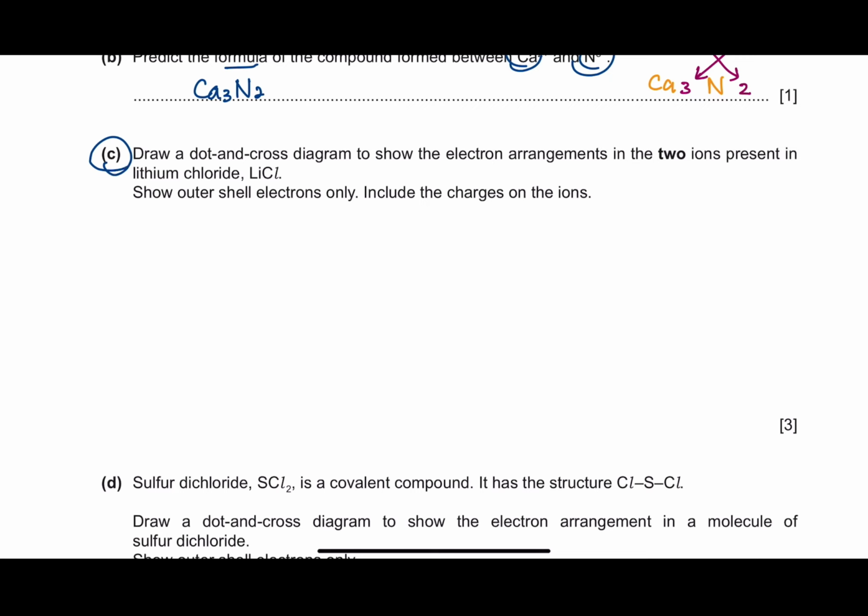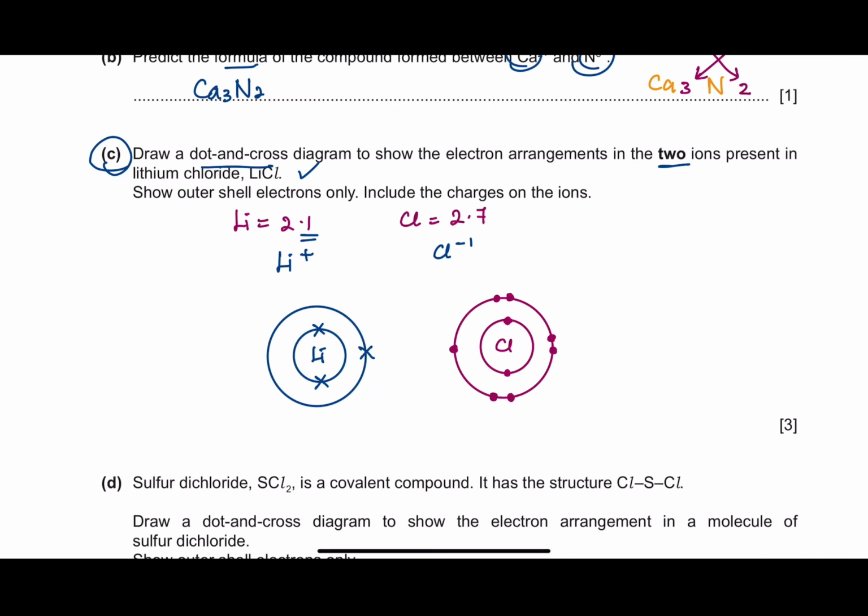Question C. Draw a dot and cross diagram to show the electron arrangements in the 2 ions present in lithium chloride. Now before we draw our dot and cross diagram, please write down the electronic structure for each of the elements. So as you can see here, lithium is a metal since it will donate 1 electron, and chlorine is a non-metal and it will receive 1 electron from your lithium. Now this is what the lithium atom and chlorine atom would look like.